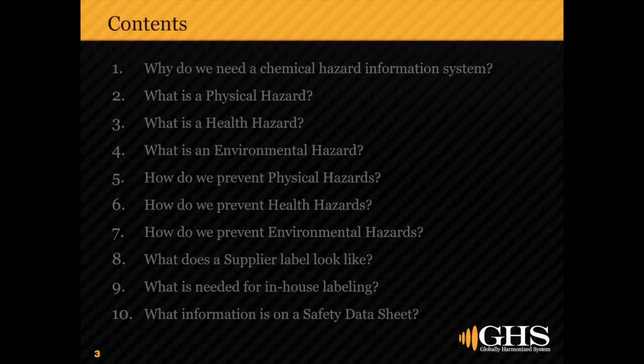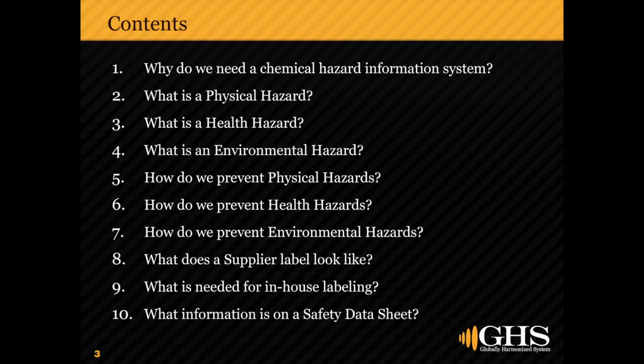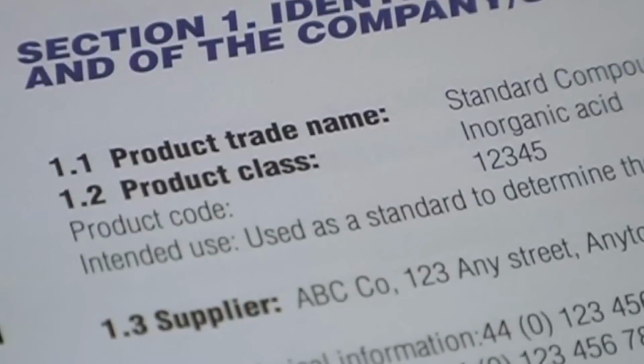Here is what each section is going to be about. We begin with asking in Section 1, why do we actually need a chemical hazard information system at all? Then in Sections 2, 3, and 4, we're going to explain about the 3 different hazard groups used in the globally harmonized system. In Sections 5, 6, and 7, we are going to give examples of how we can prevent hazards from happening. In Sections 8, 9, and 10, we're going to see what GHS labels and safety data sheets look like and how to use them. Safety data sheets? That's what some countries used to call material safety data sheets, or MSDSs. The GHS just calls them safety data sheets, or SDSs.